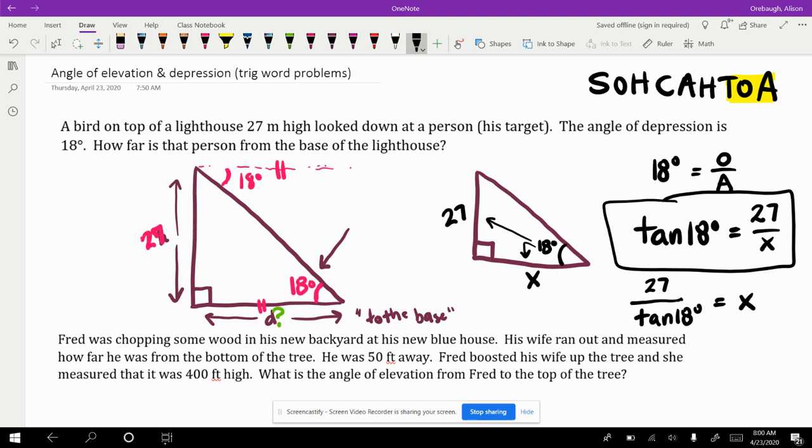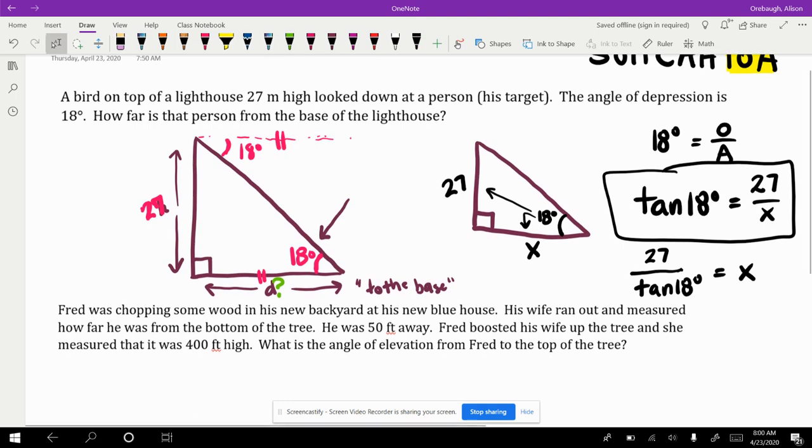In our calculator, we would find what the tangent of 18 is, and then we do 27 divided by that. So if you're looking for a final answer and you don't have a calculator, what I'll be looking for is this: 27 divided by tangent of 18.